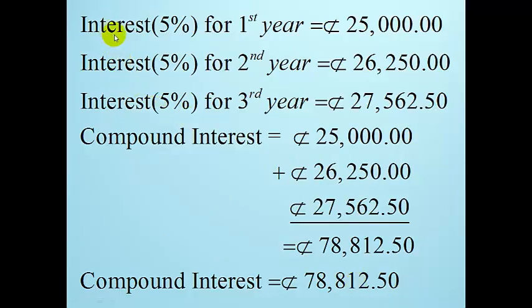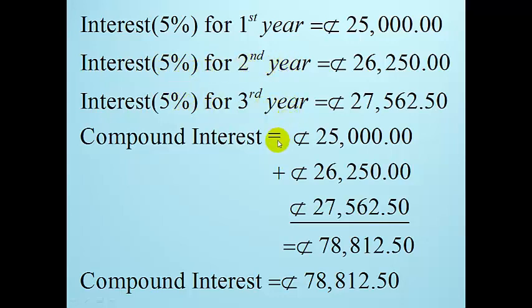Now, interest, that is 5% for the first year. From our calculation, we have 25,000 cedis. The interest, 5% for the second year, we have 26,250 cedis. And the interest, 5% for the third year, equals 27,562 cedis, 50 pesos. So if you want to find the compound interest, then we have to add the interest for the first year to the interest for the second year to the interest for the third year.